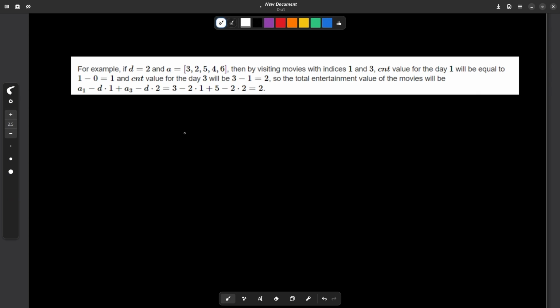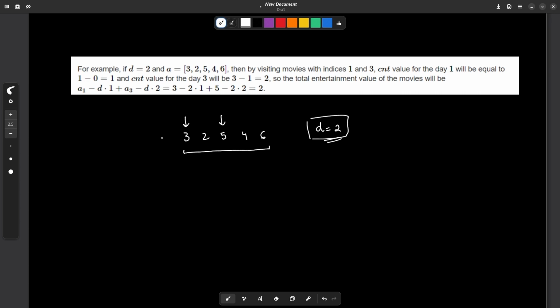So if this is the entertainment array 3, 2, 5, 4, 6, and I'm trying to choose this particular index and this particular index, right? I have been given a value d, which equals 2 in this case. This is the entertainment value of each of the movies. With each passing day, the entertainment value of these movies will decrease by a factor of d.